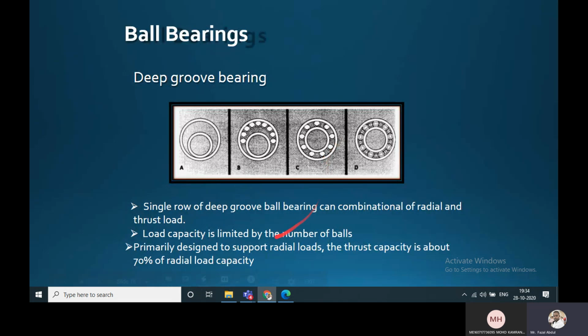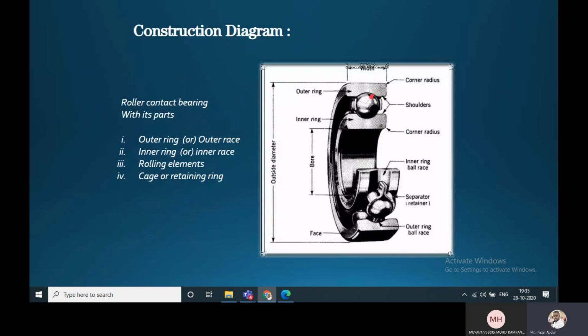Deep groove ball bearing. A single row deep groove ball bearing can carry a combination of radial and thrust loads. So this is a single deep groove ball bearing, whatever the figure appearing. Deep groove means there is a single groove just like this. Here the groove is appearing. This is the one groove. One single groove is appearing, nothing but deep groove. Ball means balls are present here.